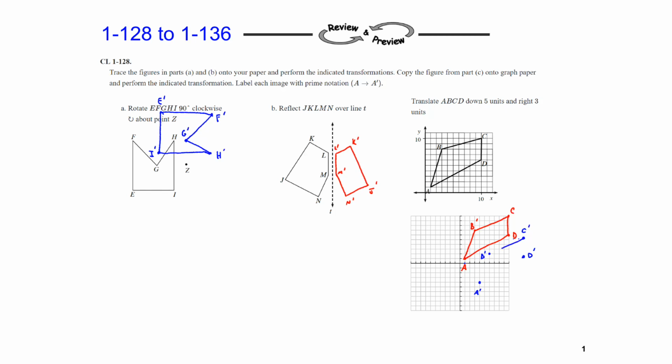So something similar to this. So hopefully I did an alright job on doing those transformations.